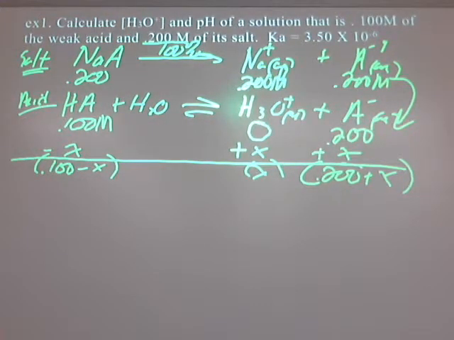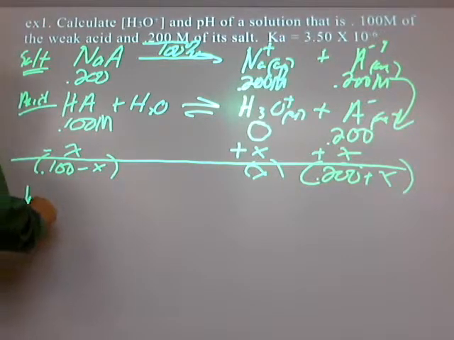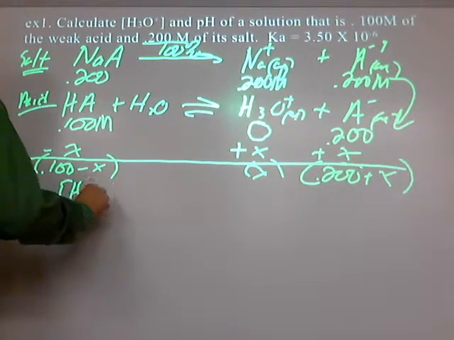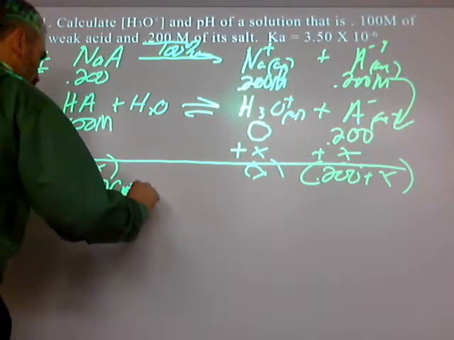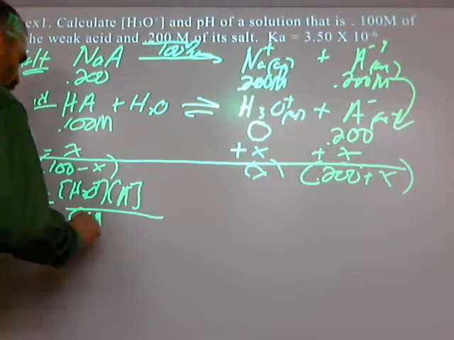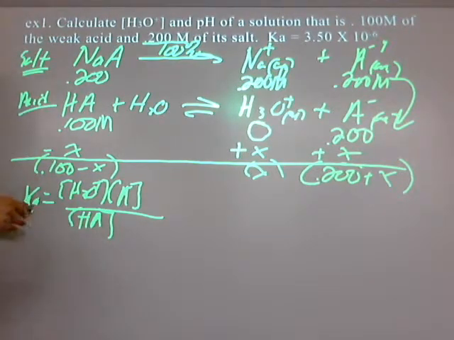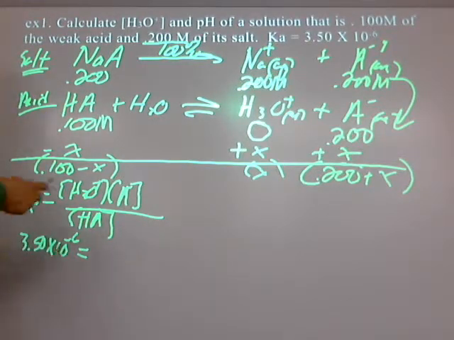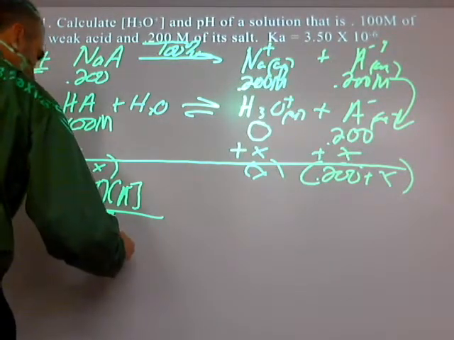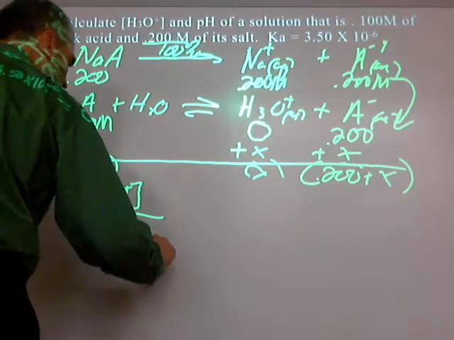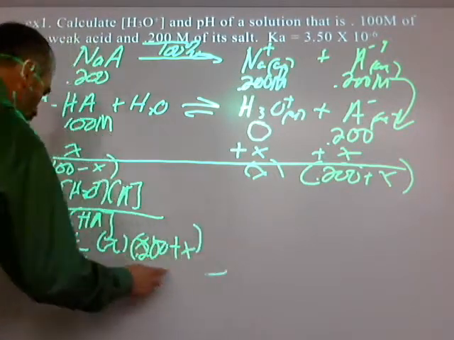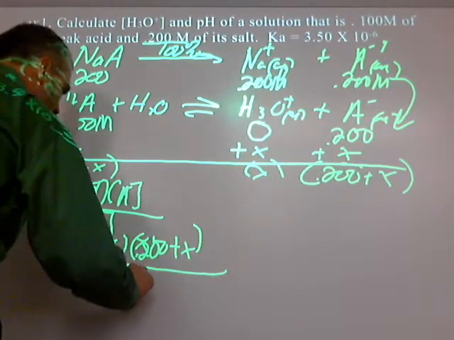Now, let's solve the equilibrium expression like we always would. Ka is going to equal products over reactants, hydronium times the A over HA. I don't care about water. I know Ka is 3.50 times 10 to the negative 6.